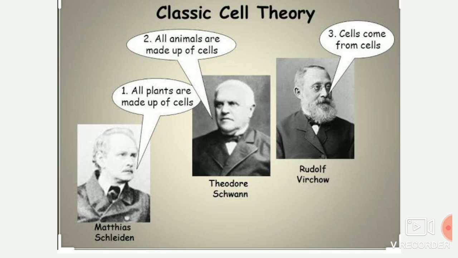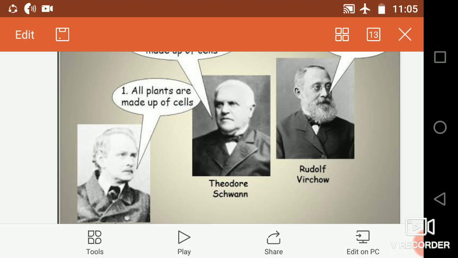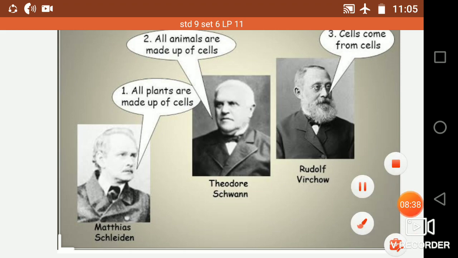Now the points will be in this way. All plants and animals are made up of cells. This is the first point. Cell is the structural and functional unit of life. This is the second point. And the third point of the cell theory is that every new cell arises from a pre-existing cell. So this was the statement of the cell theory.